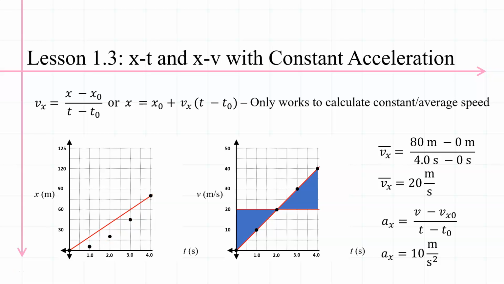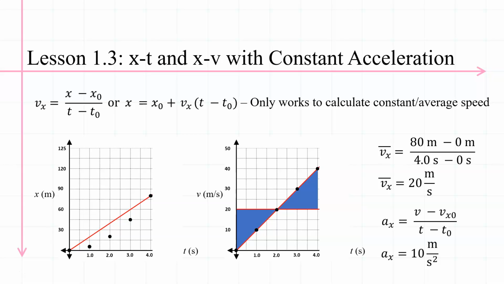Now let's look back over at the position time graph for a moment. Remember, velocity is the slope of a position time graph, and you can see that on that red line, we could calculate the specific slope. We did calculate it. It's 20 meters per second.